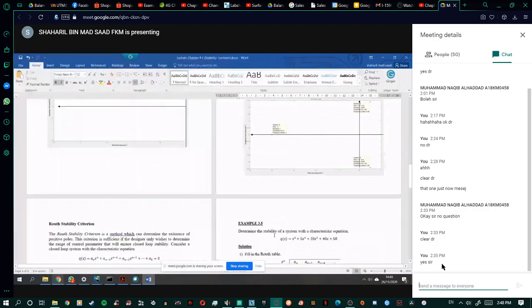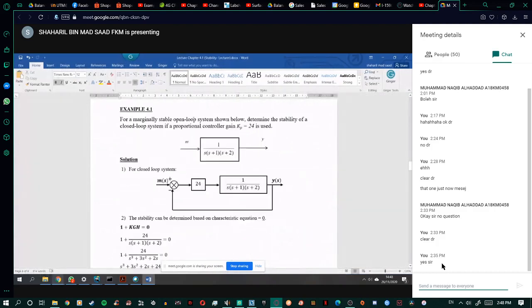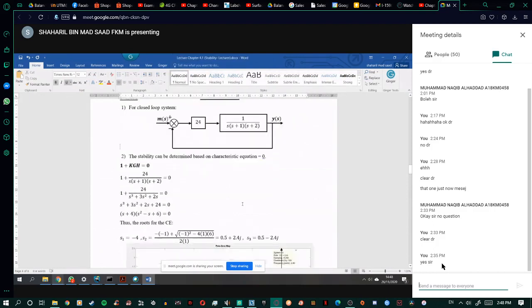Before that, let's look at this example a little bit. For the closed loop system shown below, determine the stability of the closed loop system, given Kp equal to 24. So when you have the 24 here, K, and this one is your G actually. Then you have H equal to 1. So in order to find the stability, you just need to find the characteristic equation, 1 plus KGH equal to 0.